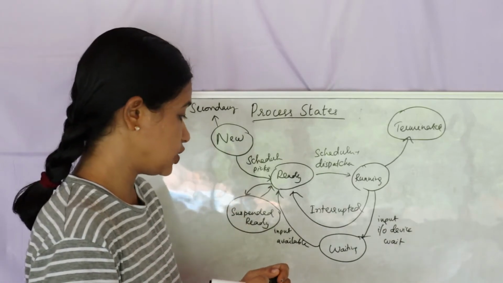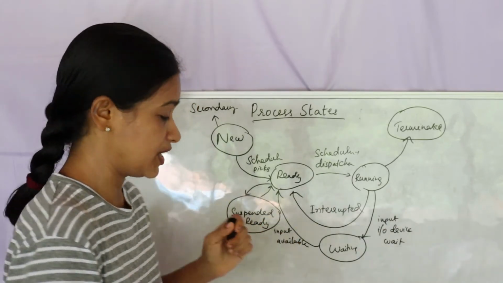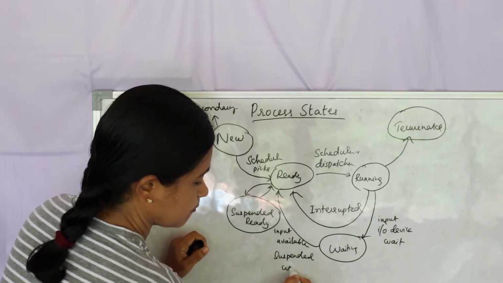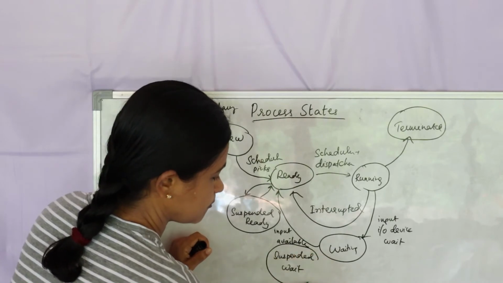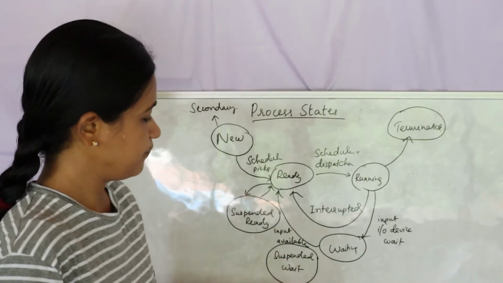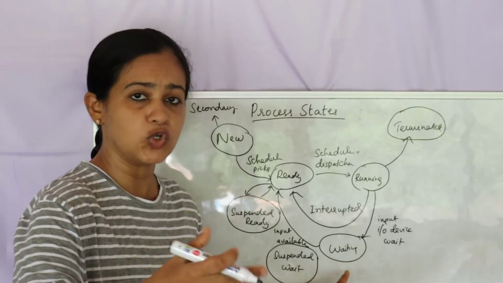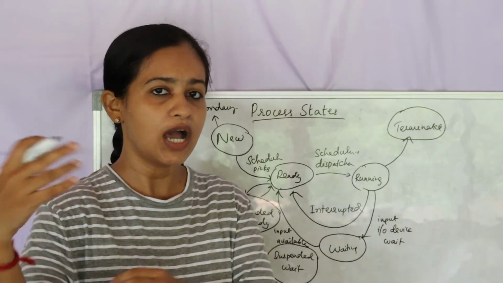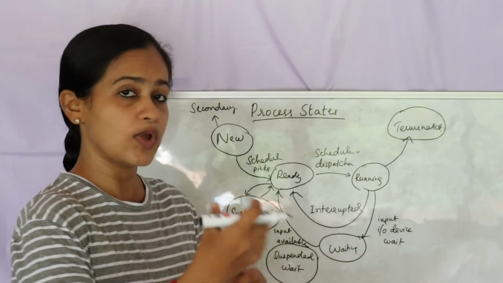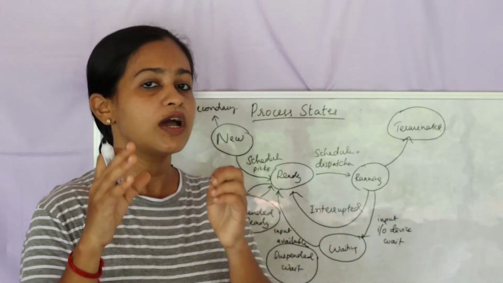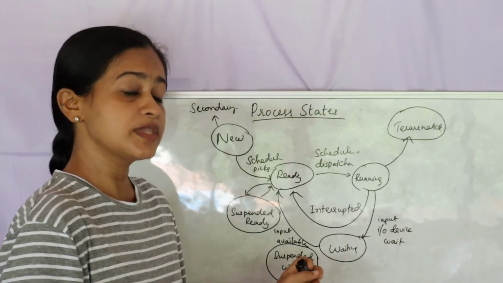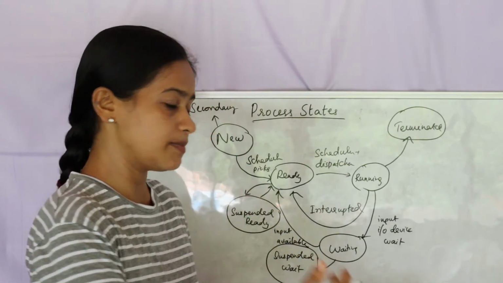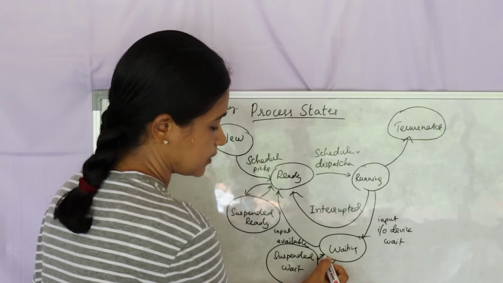Similarly, there is one more state that is known as suspended wait state. If there are a lot of jobs in waiting state, in the waiting queue, then what happens? We need some space for the higher priority jobs which come in. We swap a couple of processes which are low in priority and they go into suspended wait state. Again, later on when the memory is available, they can come back to waiting state.